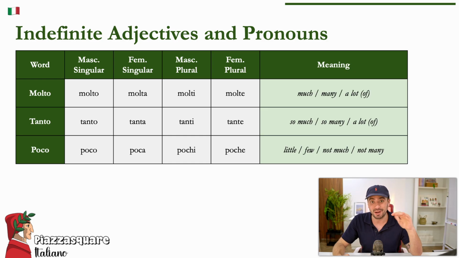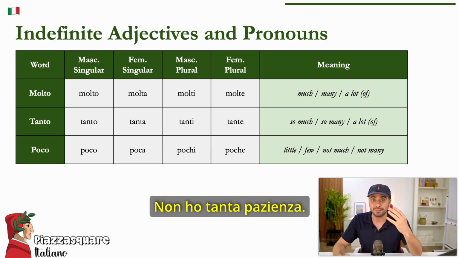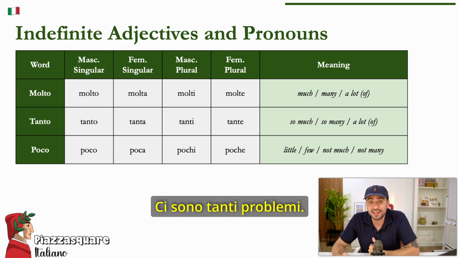Tanto, masculine singular; tanta, feminine singular; tanti, masculine plural; tante, feminine plural. Means so much, so many, a lot. Generally interchangeable with molto. Example: non ho tanta pazienza. I don't have so much patience. Tanta is feminine singular for pazienza. Ci sono tanti problemi. There are so many problems. Tanti is masculine plural for problemi.